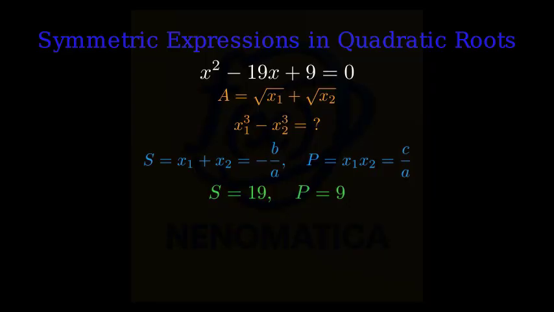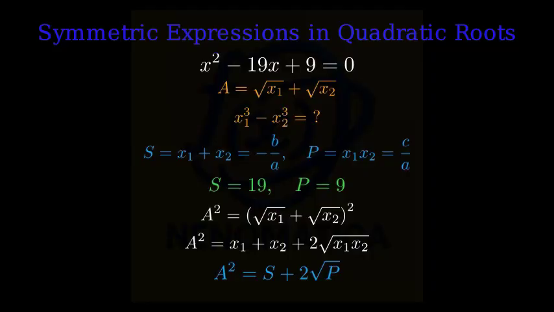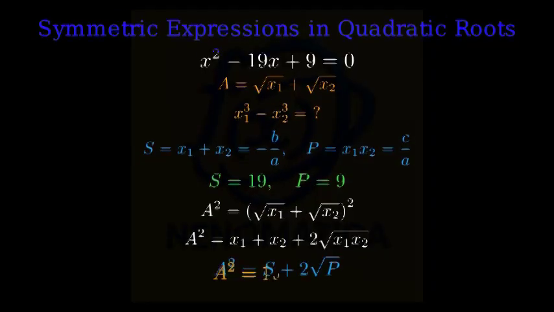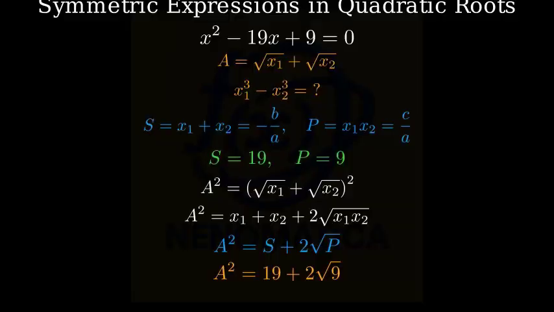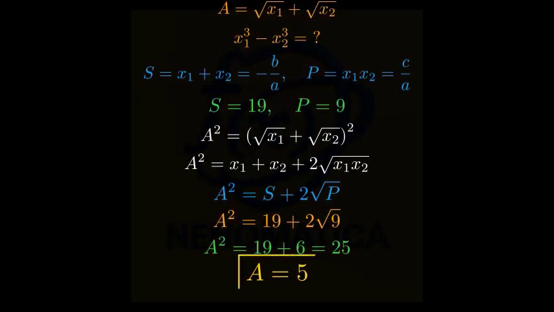Part A. To find A which is the square root of x1 plus the square root of x2, square A to remove the radicals. A squared equals x1 plus x2 plus 2 times the square root of x1 x2. Replace x1 plus x2 with s and x1 x2 with p. That gives A squared equals 19 plus 2 times the square root of 9. So A squared equals 19 plus 6 equals 25. Since A is positive, A equals 5.